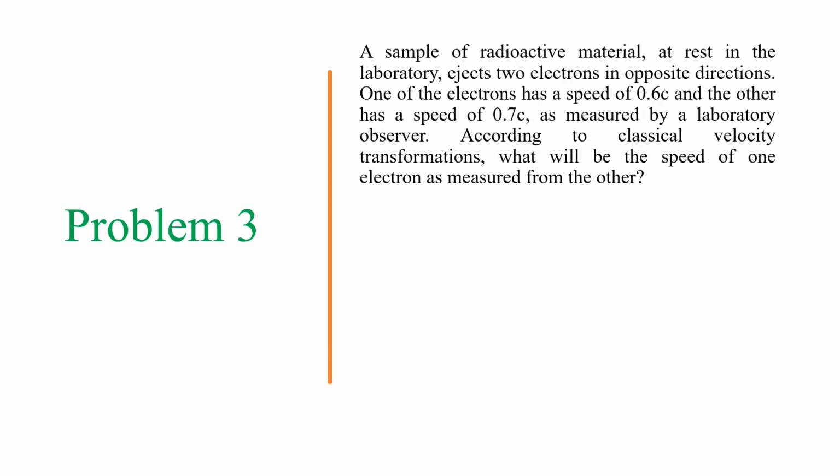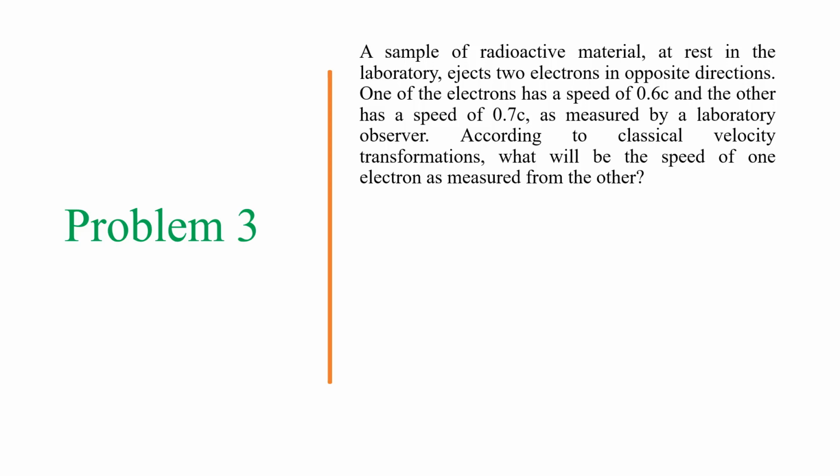Okay, for problem number 3, we have this one. A sample of radioactive material at rest in the laboratory ejects 2 electrons in opposite directions. One of the electrons has a speed of 0.6 c and the other has a speed of 0.7 c, as measured by a lab observer. According to classical velocity transformations, what will be the speed of one electron as measured from the other?